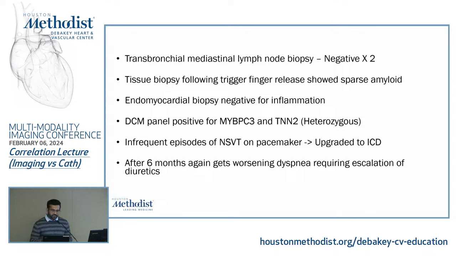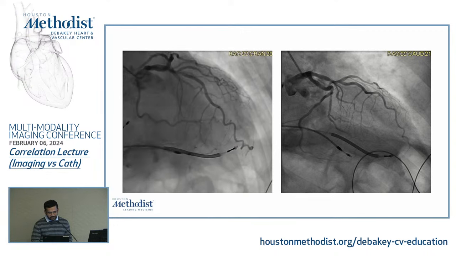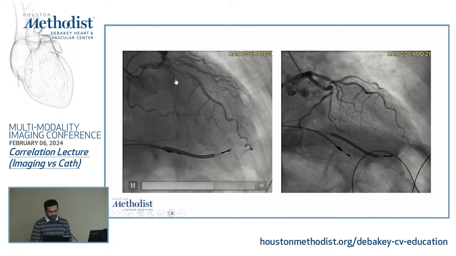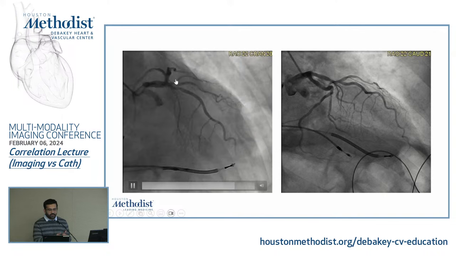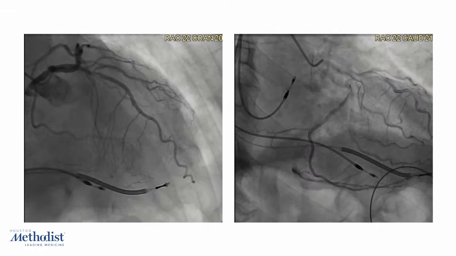Now, following this, the patient had worsening shortness of breath, escalation of Lasix requirements, and recurrence of chest pain. So the patient gets admitted to an outside hospital and undergoes a cardiac cath again. These are the cath pictures. So this is the right anterior oblique cranial view, and the LAD disease has progressed. There is a timeline of a 2-year difference between the last cath and this cath.